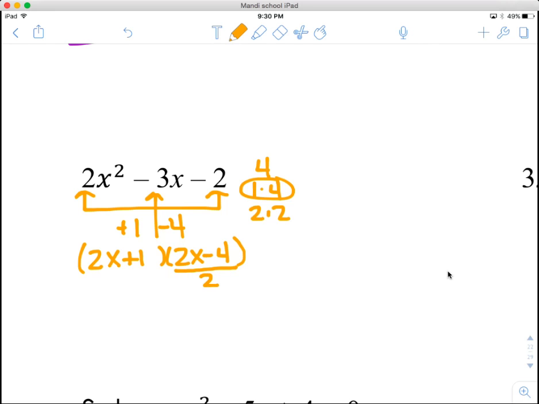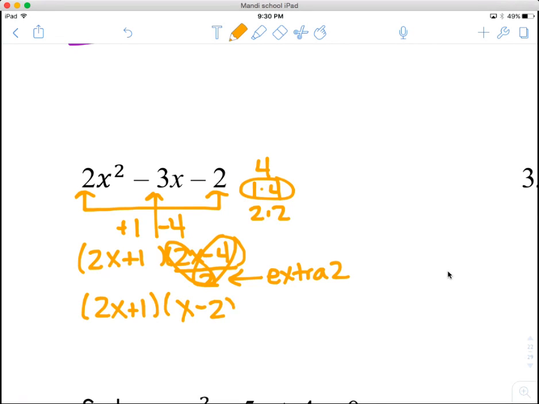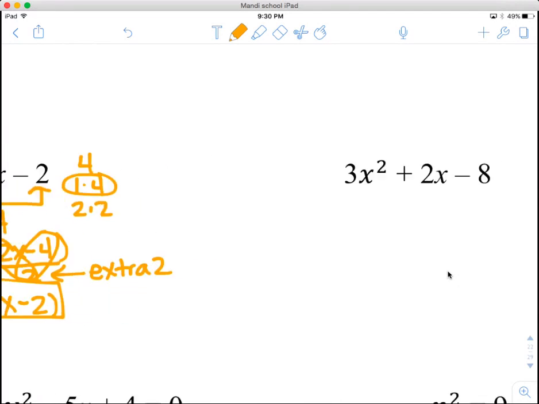So if we divide this by 2, here's my extra 2 that we're going to divide out, then we get 2x plus 1, and then this divides here and here. So that gives me x minus 2, because 2x over 2 is 1x, and negative 4 over 2 is negative 2. So anytime you have a leading coefficient, anytime this number is not 1, then you know you're going to have to take that number out at the end because it's going to be extra.